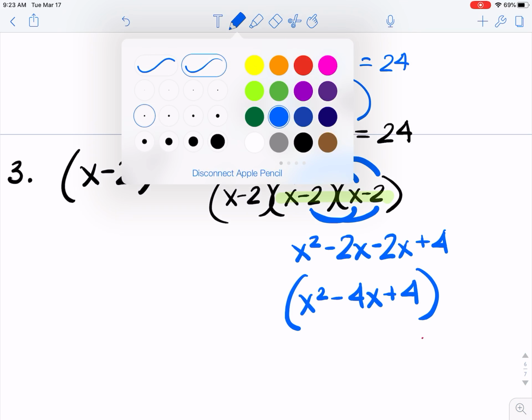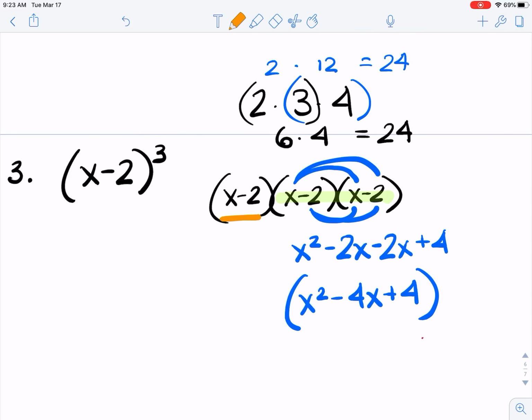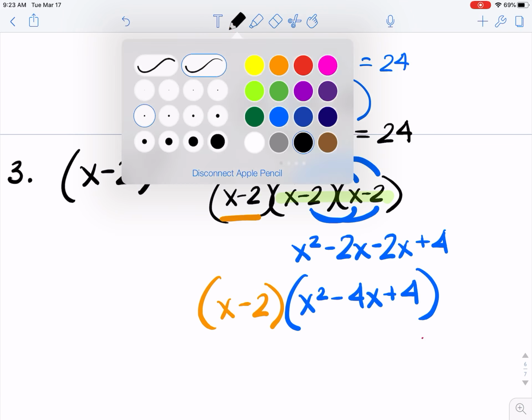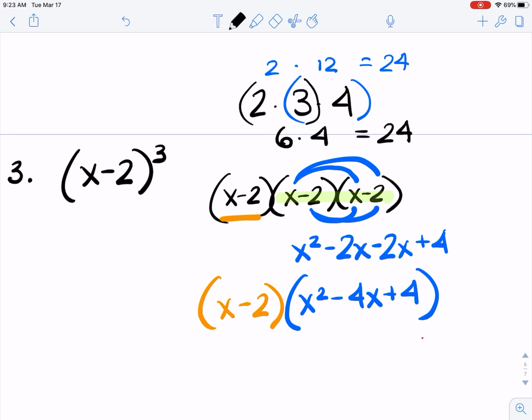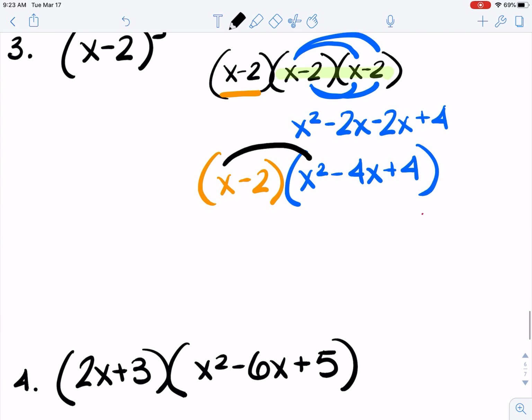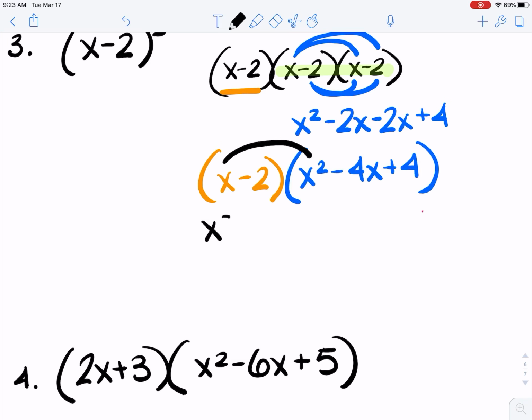Now, that original x minus 2 right here that came from the beginning, I'm going to put him out in front. Now, I'm going to FOIL these 2. I'm going to multiply the first 2, so that gives me x cubed. X times negative 4 is negative 4x squared. X times 4 is positive 4x.